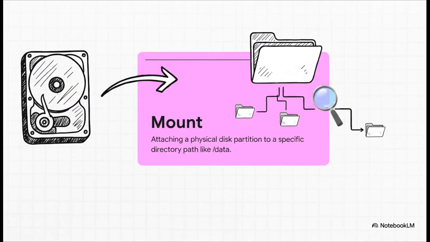Which actually brings us to a concept that trips up a lot of beginners, and that's mounting. Mounting is really just the act of attaching a physical disk partition to a specific directory path on that giant tree. For instance, if you use the mount command to link a brand new hard drive to a folder called /data, anytime a user opens that /data folder, they probably think they're just clicking into a normal directory. But under the hood, the file system has seamlessly bridged them over to a completely different physical hard drive.